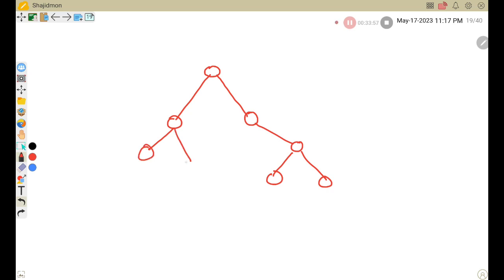So, I can show one diagram here. For example, one tree here. I am just drawing a tree here. Now I am giving some names: this is vertex number 1, vertex 2, vertex 3, vertex 4, vertex 5, vertex 6, vertex 7, vertex 8 and vertex 9.